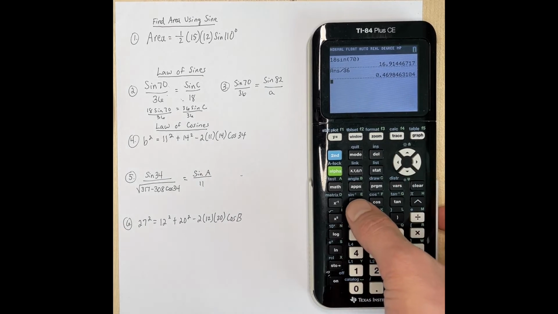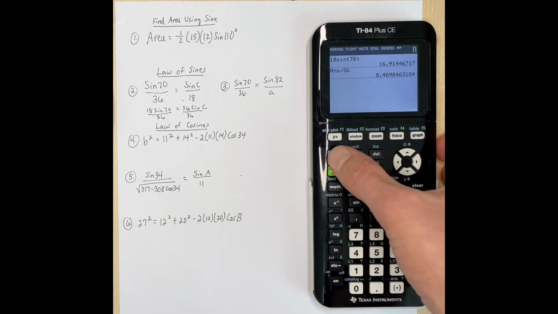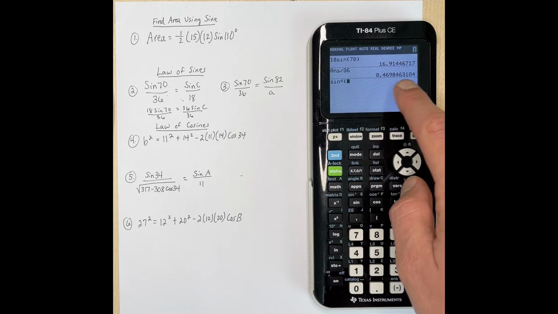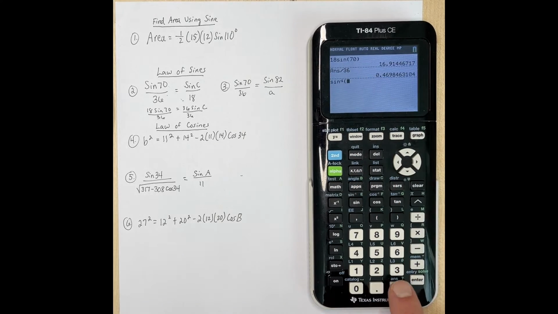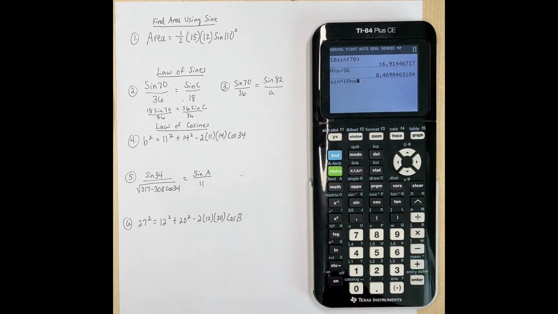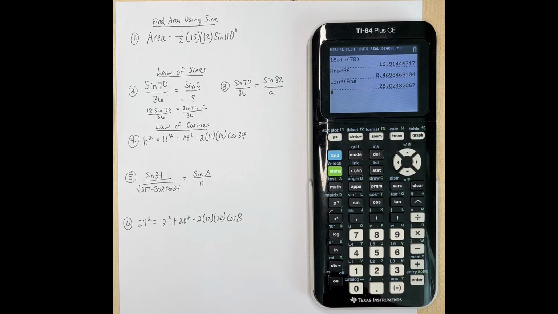So inverse sine is the same button as sine, but we have to hit the second button first. So I'm going to hit second sine, and that brings up inverse sine. Now instead of typing this in, I'm going to hit my previous answer key, which in order to do that, it's the negative button, but we have to hit second. So I'm going to hit second and negative. And now this says I'm doing the inverse sine of my previous answer, which was 0.46, and so on and so forth. And we hit enter. So now that tells us that angle C is 28.0 degrees.